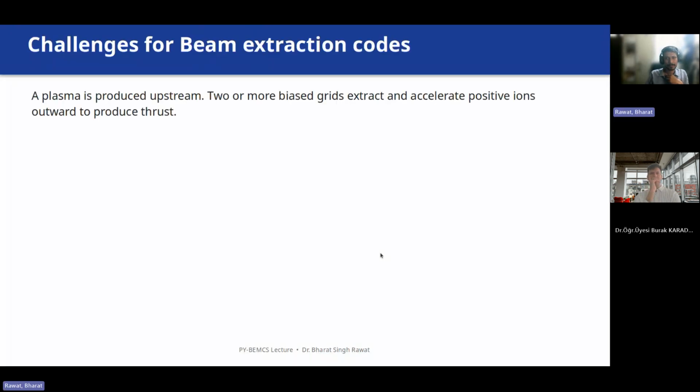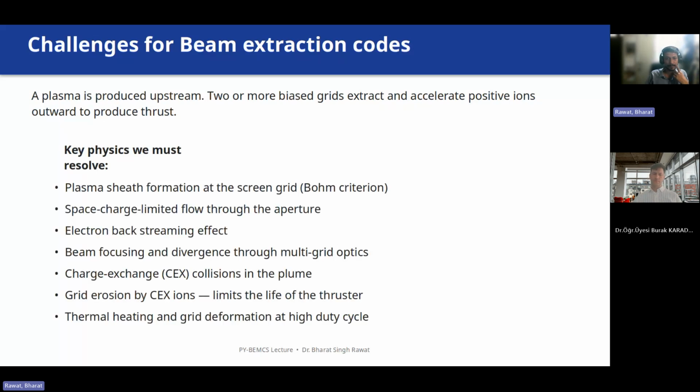So the main challenges of a beam extraction code are, first, the plasma is produced upstream on the left side of your screen grid, and you need two or more grids, depending on your application, to extract and accelerate positive ions to produce the thrust. And the key physics that it should resolve is the space-charge limited flow, plasma sheath formation on the screen grid, beam focusing, if needed, the backstreaming effect, which causes damage to the ion source, charge exchange collisions in the plume, and if possible, grid erosion, which limits the life cycle of the thruster.